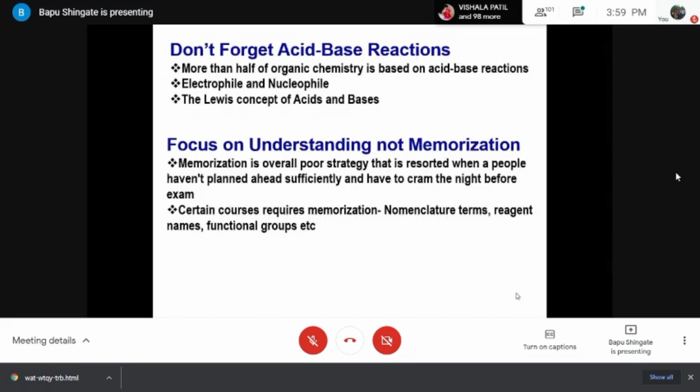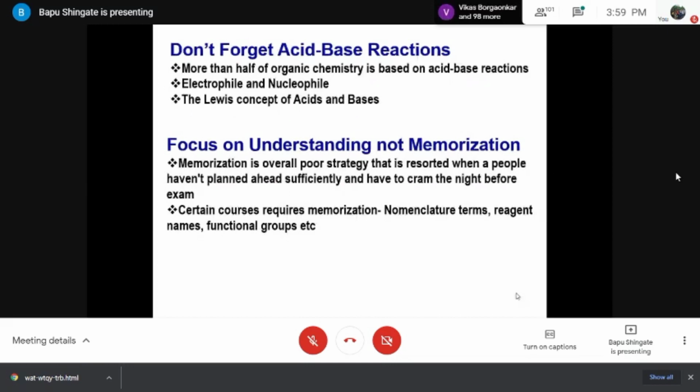If you have prepared the 11th standard very well, then only you can understand the 12th standard. If you have prepared 11th and 12th, then you will be able to understand the first year program. That's why you should know the fundamentals of organic chemistry. Now, more than half of organic chemistry is based around acid-base reactions.